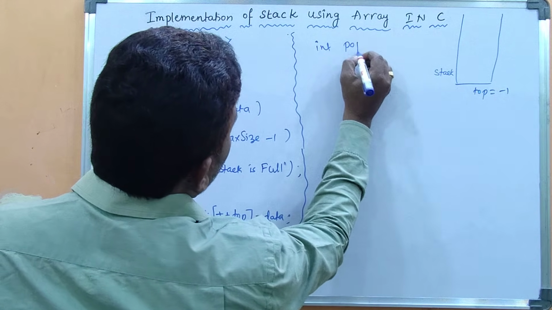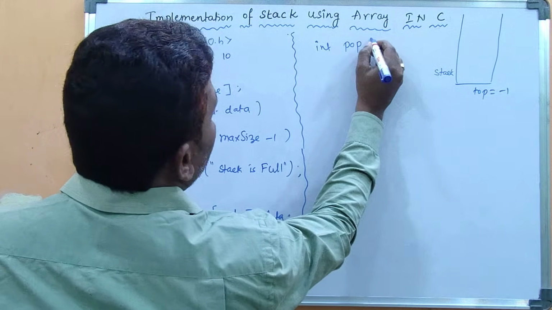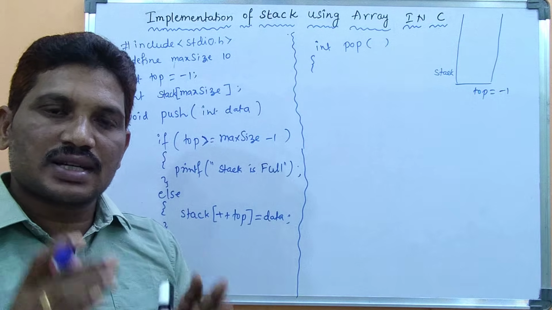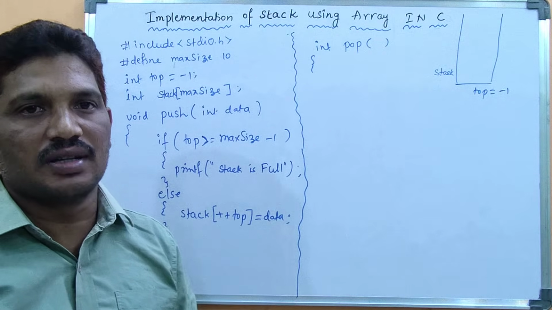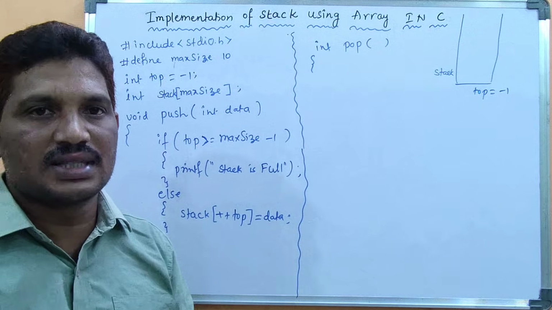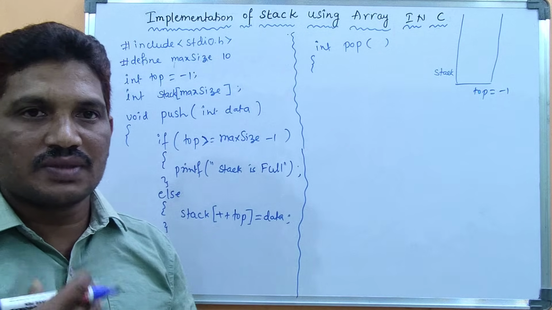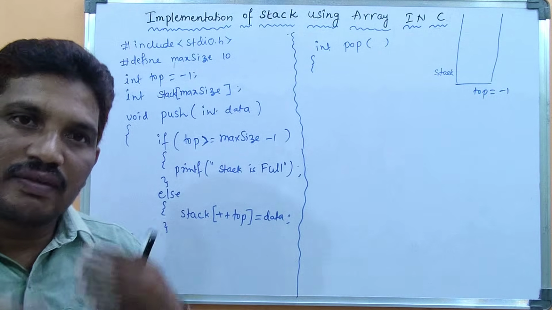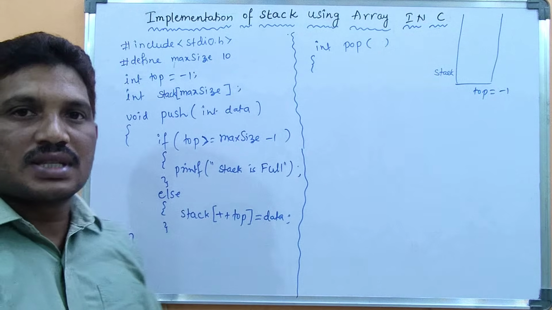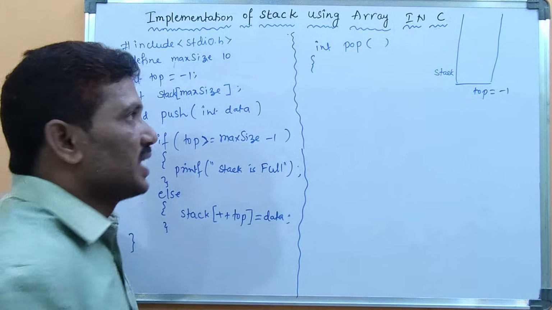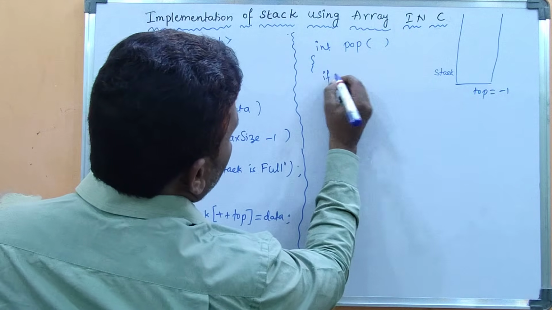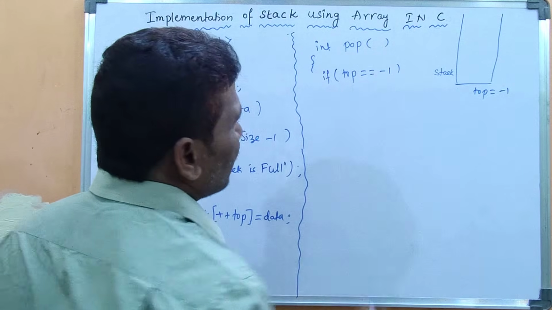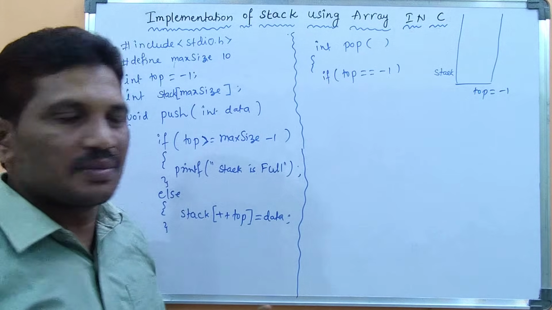Pop. Whenever you call the pop operation, you check one condition: whether the stack is empty or not. If the stack is empty, you show the message "stack is empty", because if the stack is empty we can't pop an element from the stack. When the stack becomes empty, when the top value becomes -1, if top equals -1, we can't pop the element from the stack.